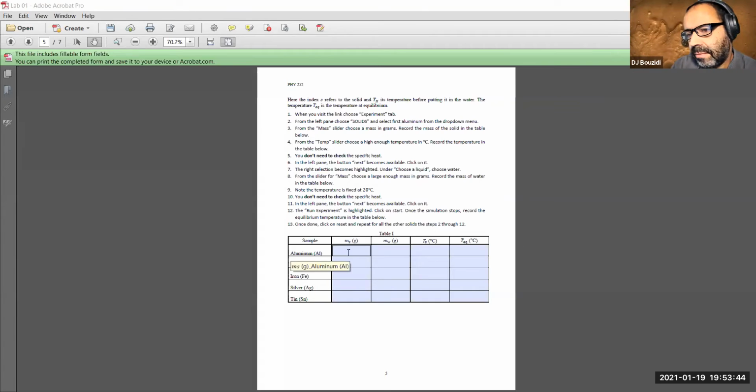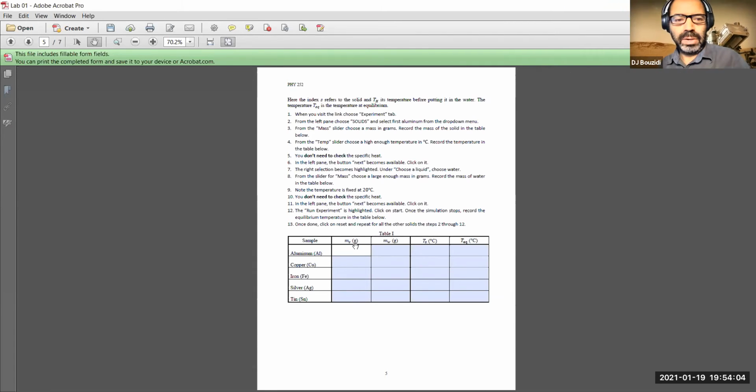So I have the PDF file. For the aluminum, I took its mass. I took the mass of the water. I don't remember, water was 155 grams. This one was 29.5 grams. The temperature of the solid was 150 degrees. The temperature of the equilibrium that was reached is 25.13 degrees.